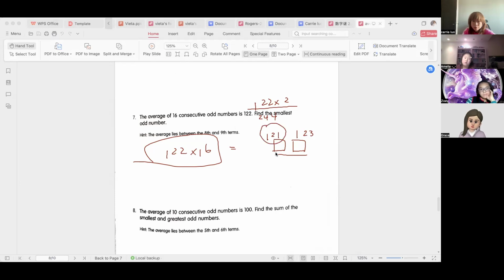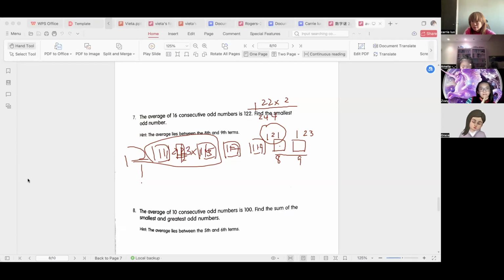So this is 16, so this is 8, this is 9. So we can just find out the smallest. So we can just go back to 1, 2, 3, 4, 5, 6, 7. So 1, 2, 3, 4, 5, 6, 7. So 119, 117, 115, 113, 111. So you just go back and find out the smallest number. Get it?